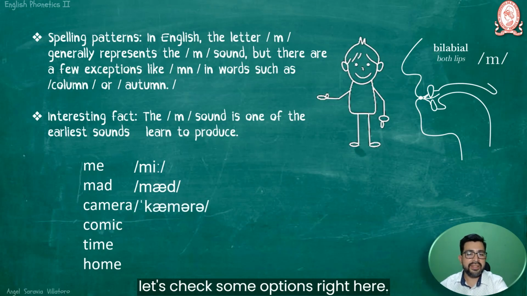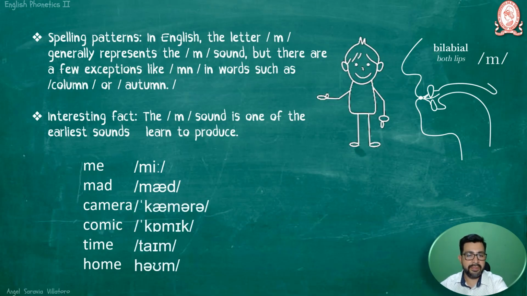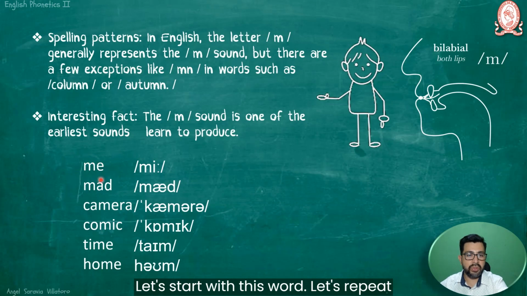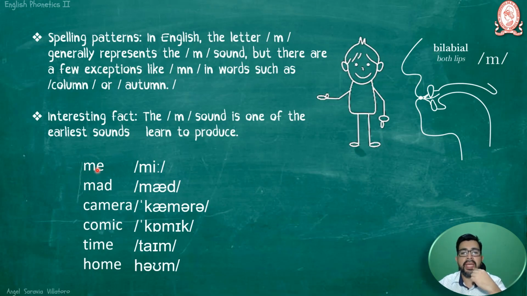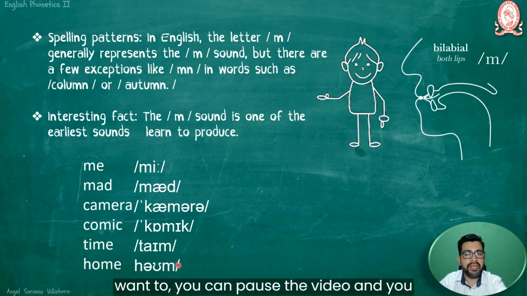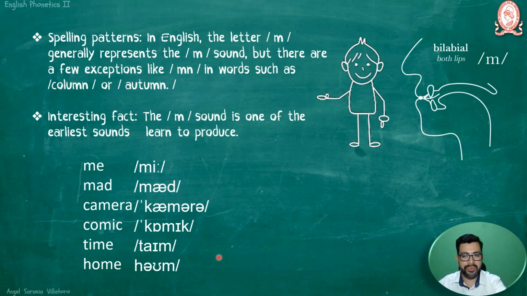So let's check some options right here. Let's start with this word. Repeat after me. Me. Our lips are together. Me. Mad, camera, comic, time, home. If you want to, you can pause the video and do it on your own.